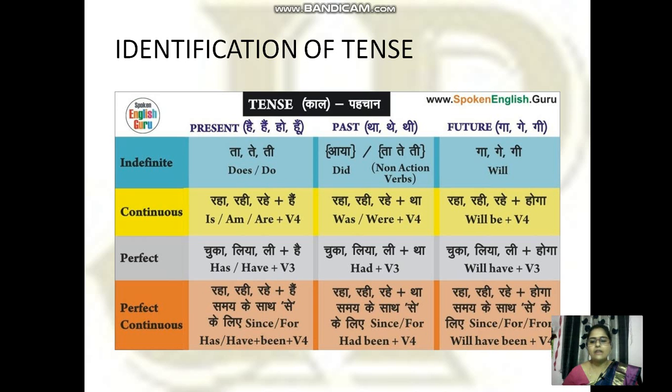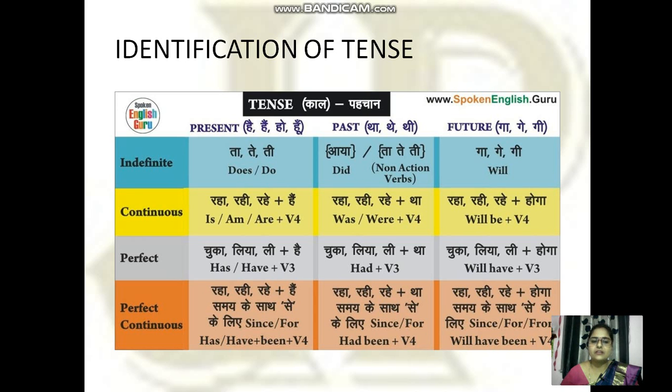Okay. Now come to past indefinite. In Hindi, past indefinite contains ta tha, te the or ti thi. In English, it contains did or the second form of verb. Okay. Now come to future indefinite. It contains ga, ge, gi in Hindi, and in English it must have will or shall. Okay.